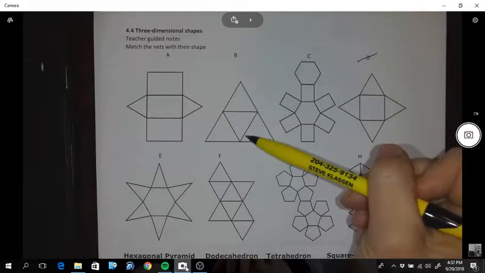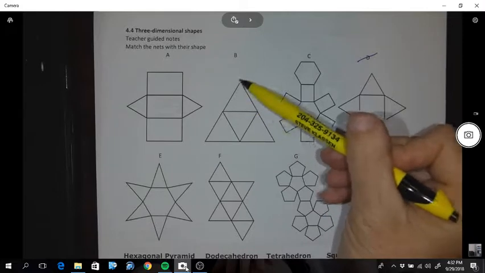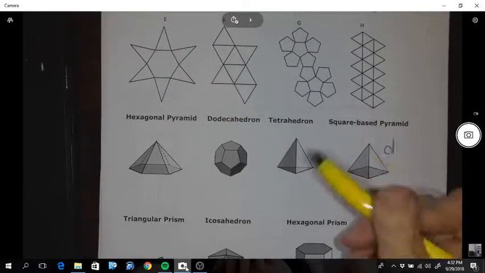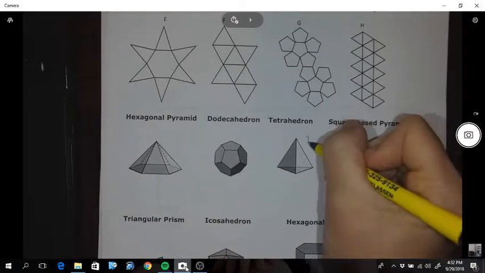This looks pretty basic as well. So it has a triangle base and 3 sides would fold in to the top. So that would match this shape, triangle base with 3 sides. That's B.